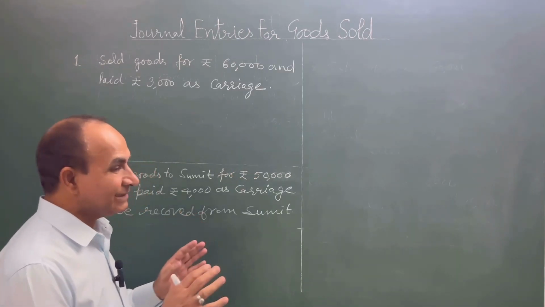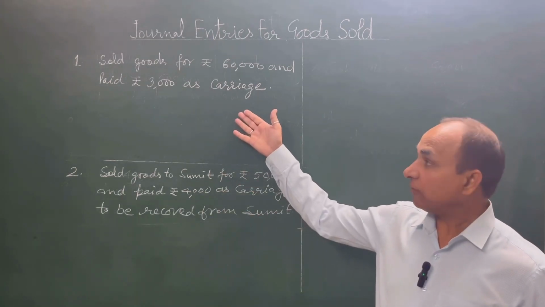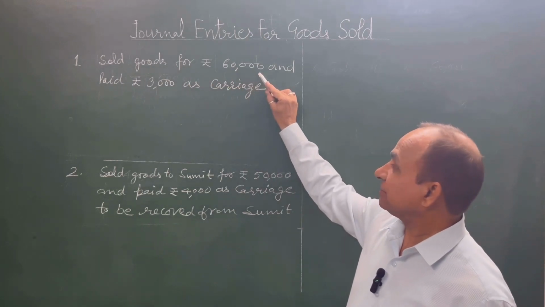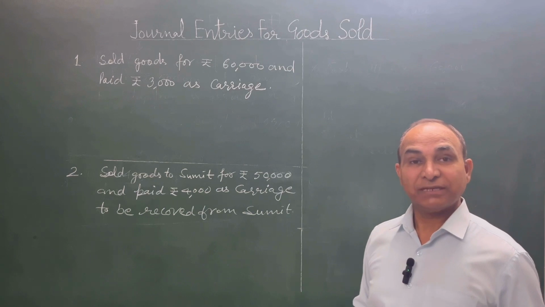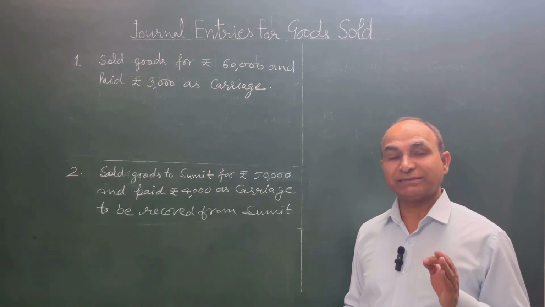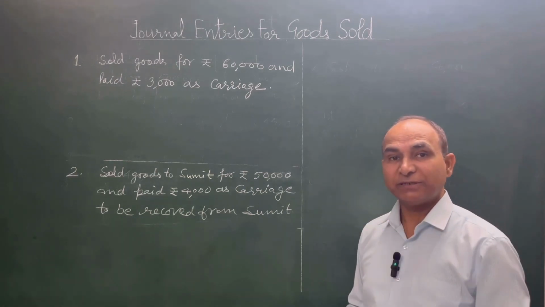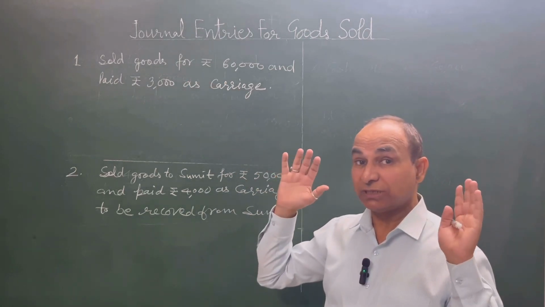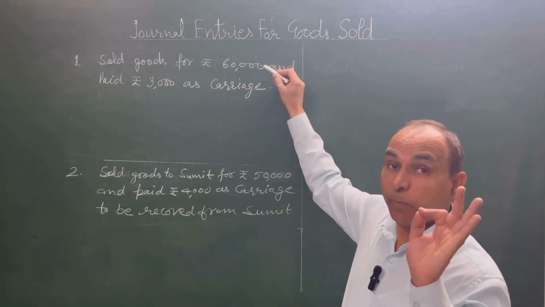So students, see the two transactions in which expenses are also involved. The first transaction is: sold goods for rupees 60,000 and paid rupees 3,000 as carriage. It means carriage is our expense. It's not the expense made by the customer. So in this case, there will be two transactions. You need to understand, students, that you need to read it in two parts.